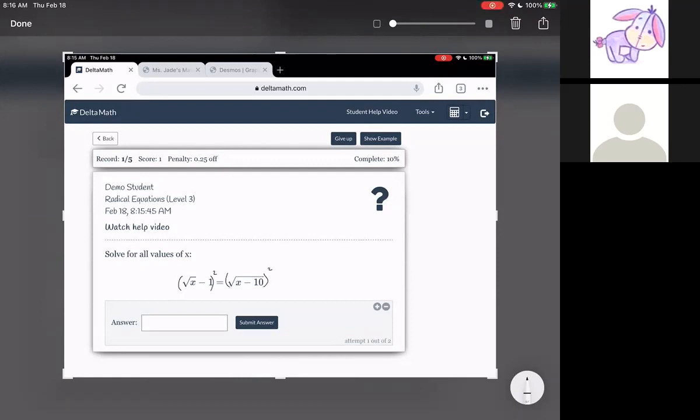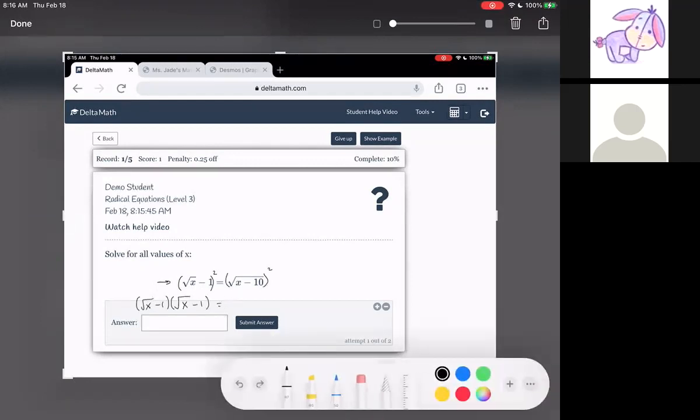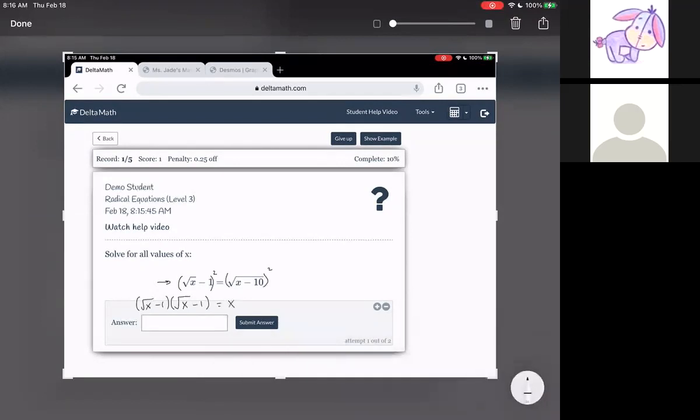Okay, and so let me expand out this one because it looks a little bit weird. So square root of x minus 1, square root of x minus 1 equals square root, oops, sorry. Once we square that one, this square root would just disappear. So it's just x minus 10.